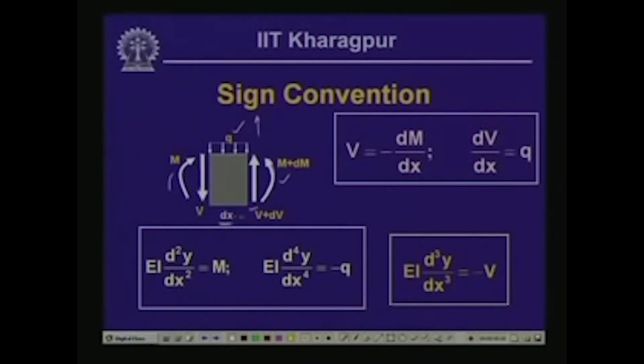And consequently, we had obtained the relationships V equals minus dM/dx and dV/dx equals q. Now, these relationships we have used while deriving the governing differential equation in its different forms.